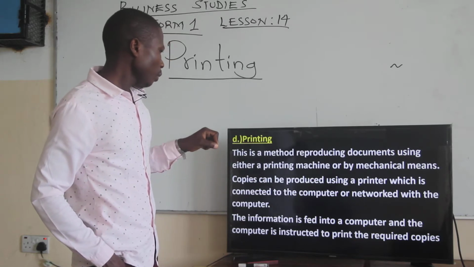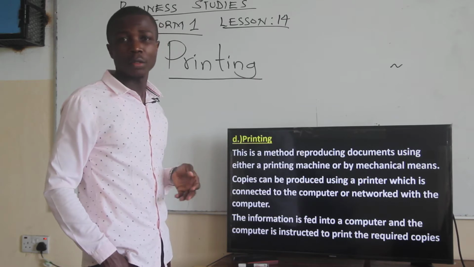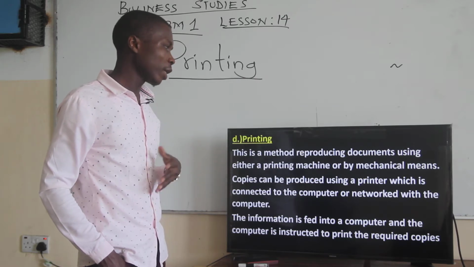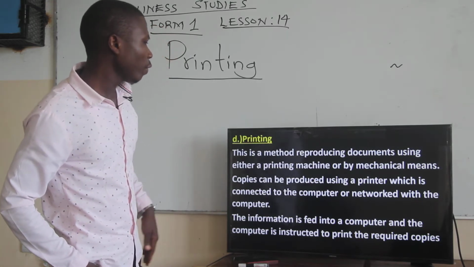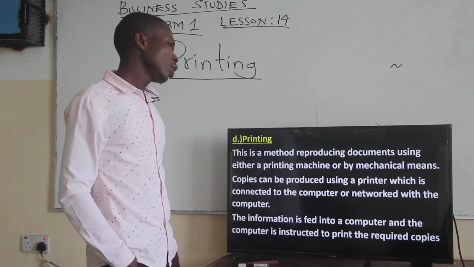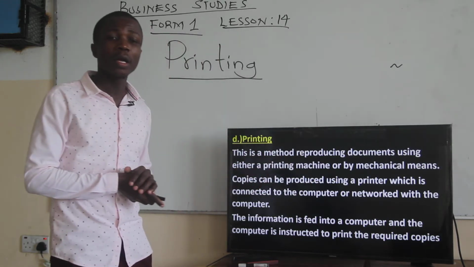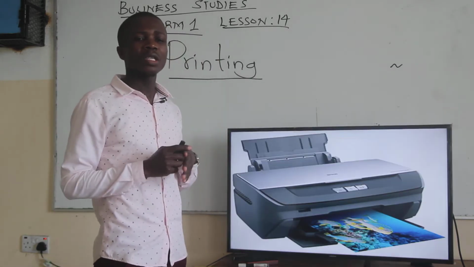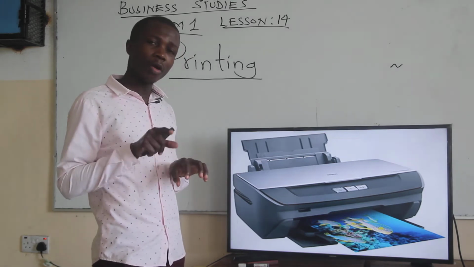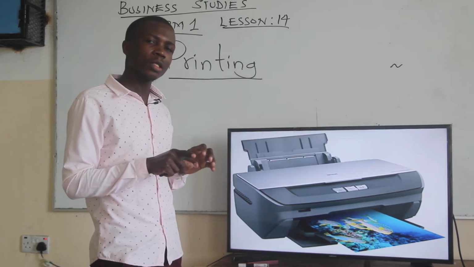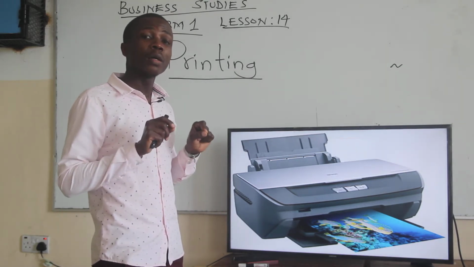I wish you could have been around to look at them one by one, but we are going to use what we have. The information is fed into a computer, and the computer is instructed to print the required copies. This is how our printer looks. It can be connected to a computer, and there is a format in the computer where, after getting to the document, you can just say print.